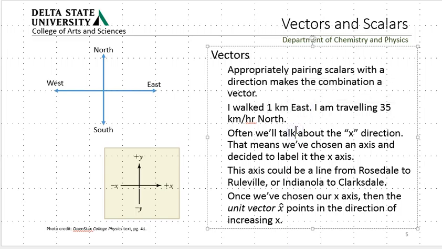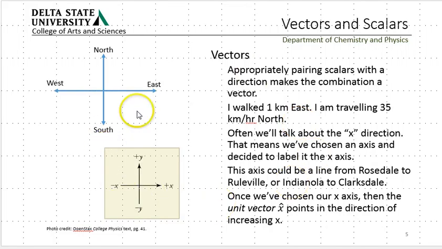Now, usually we're just going to call the directions the x direction or the y direction, and we'll use little unit vector notation, x hat or y hat, this little thing right here. That little cap on top of it is what we're calling the hat.